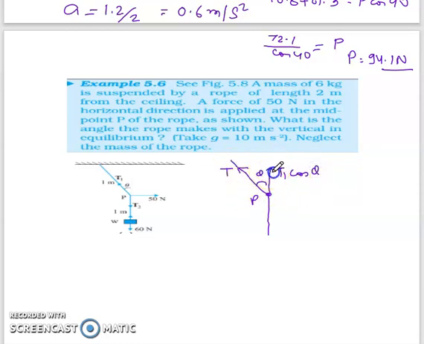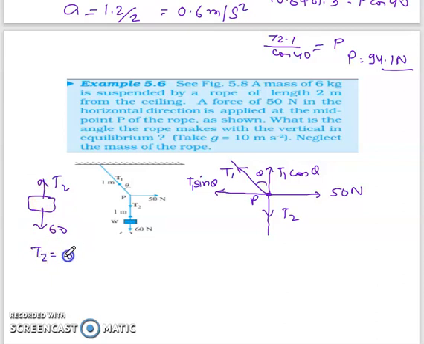I'm just drawing the horizontal and vertical components here. This is the horizontal component, sorry, this is T1, so T1 sine theta. This part is complete. Now there is 50 Newton of force applied. Now T2 is downward, right? And if you see this part, T2 is equal to 60, because if I resolve this one, this is 60 and this is T2. So T2 is equal to 60 Newton in this case.